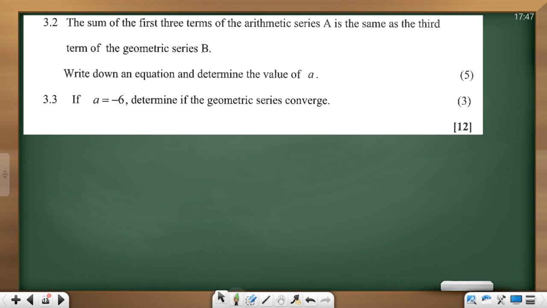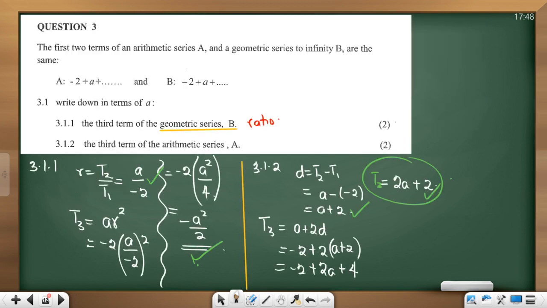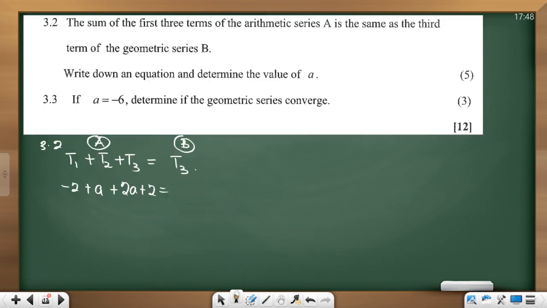It says the sum of the first 3 terms, 3.2, T1 plus T2. You see, I'm interpreting. Mathematically, we write equals, the same as the third of the geometric. So this is the arithmetic, which is A. Let me just do this. It's the same as the third. Once you do that, let's simplify. What is my T1? My T1 is negative 2 plus A. What's my T3? 2A plus 2. Remember, it is the arithmetic one. Don't let it overwhelm you, guys. Once you're overwhelmed, you stop thinking. It's equal to the third of the geometric, minus A squared over 2.